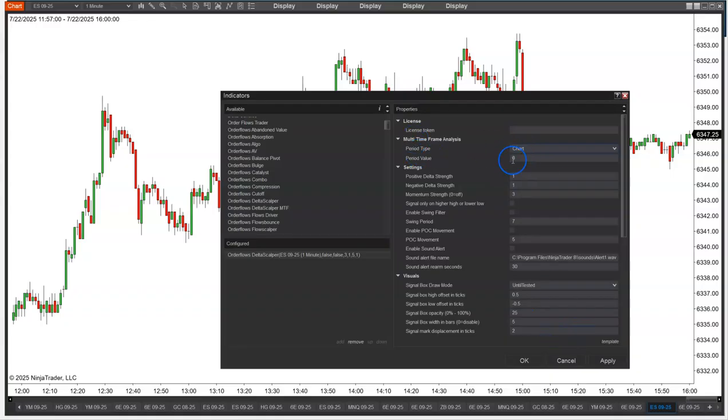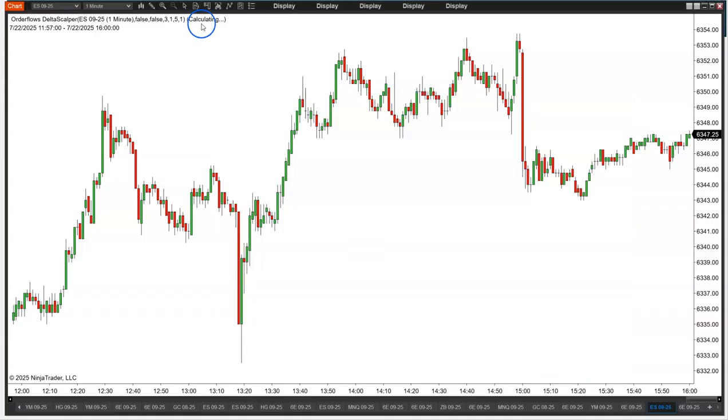So multiple time frame analysis, that's the default. The positive delta strength ones, negative delta strength ones. You've got momentum strength down here. You've got POC movement and a swing filter. Okay, so let's hit apply. Just really quick, again, I'm just pulling up an E-mini chart just to show you with the default settings. You see it up here in the corner. It says calculating.